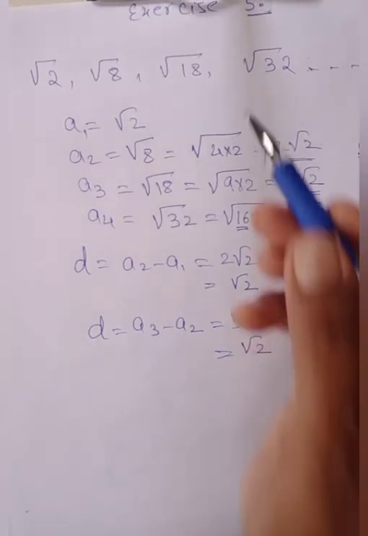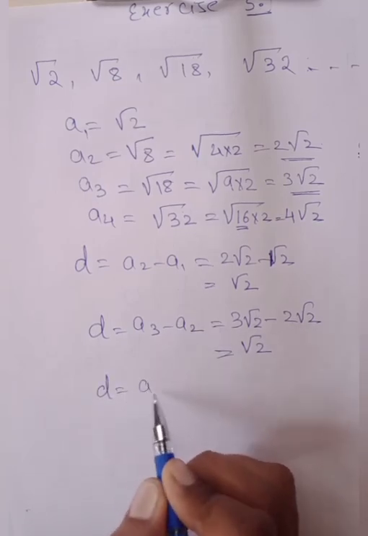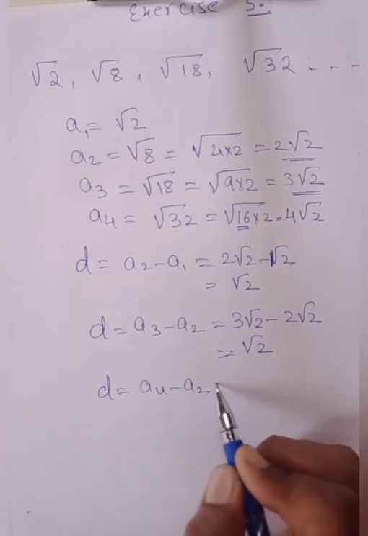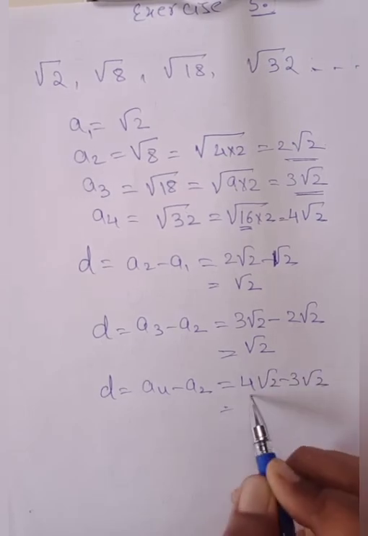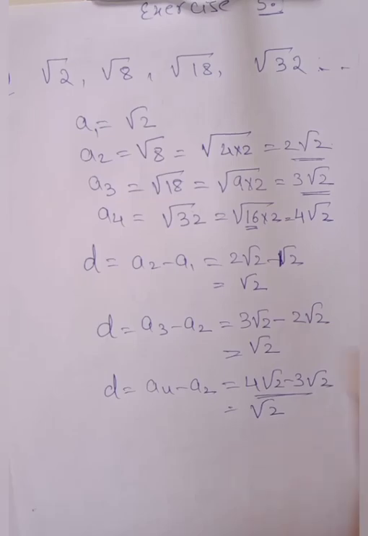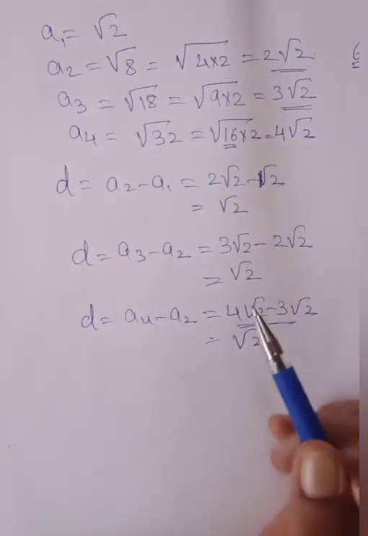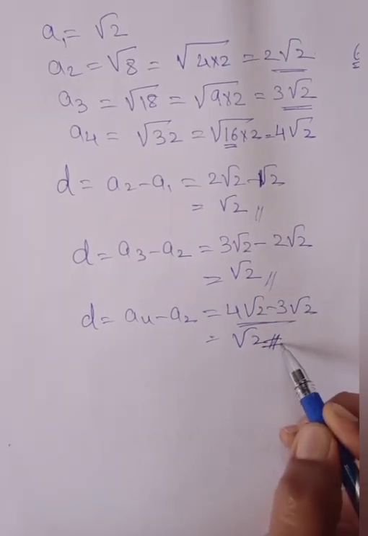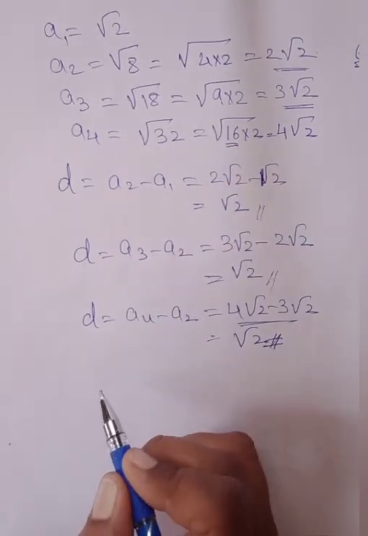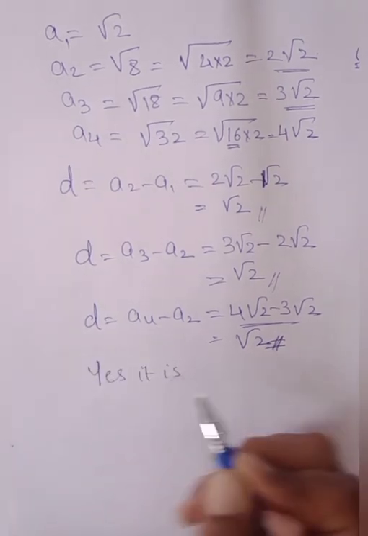I think you will get the same thing when you go with this one, but I will solve that one also. That is a4 minus a3, which is equal to 4 root 2 minus 3 root 2. Very simple. It is once again root 2. See children, we have got the difference between all the consecutive terms as root 2, root 2 and root 2. Because of that, you are going to say the given series is an AP. Yes, it is. How to solve this one I am showing you.